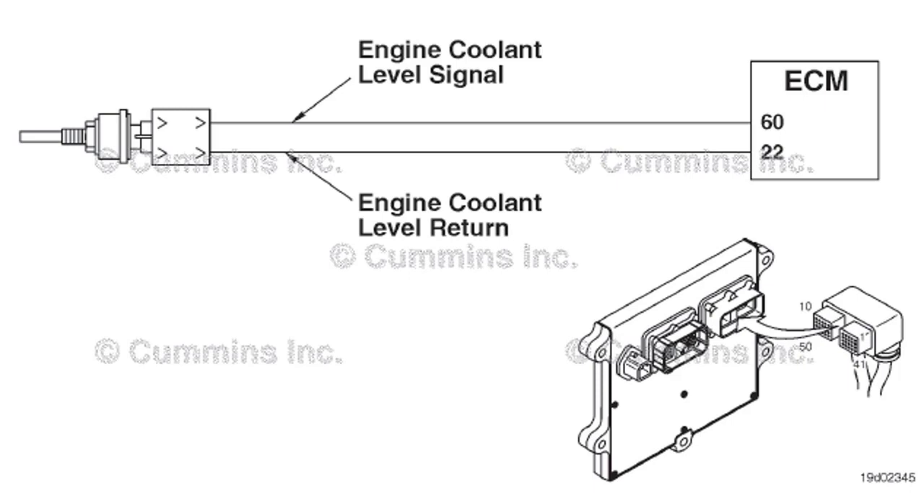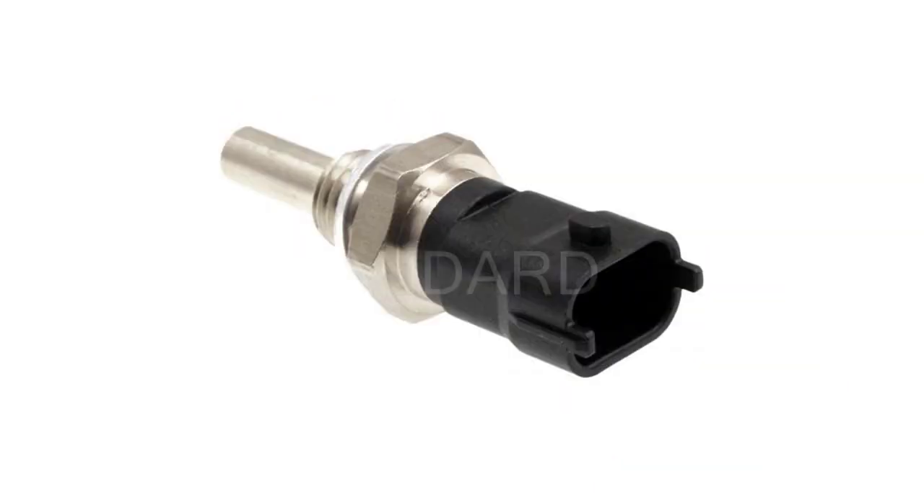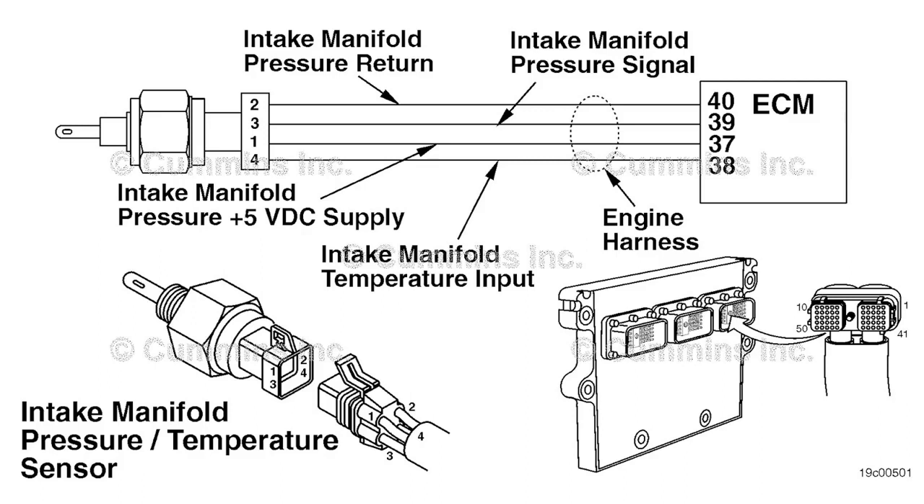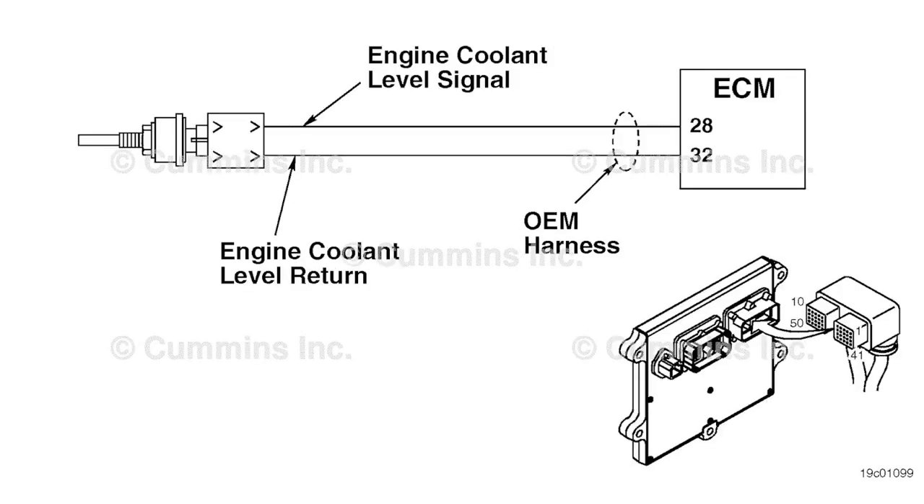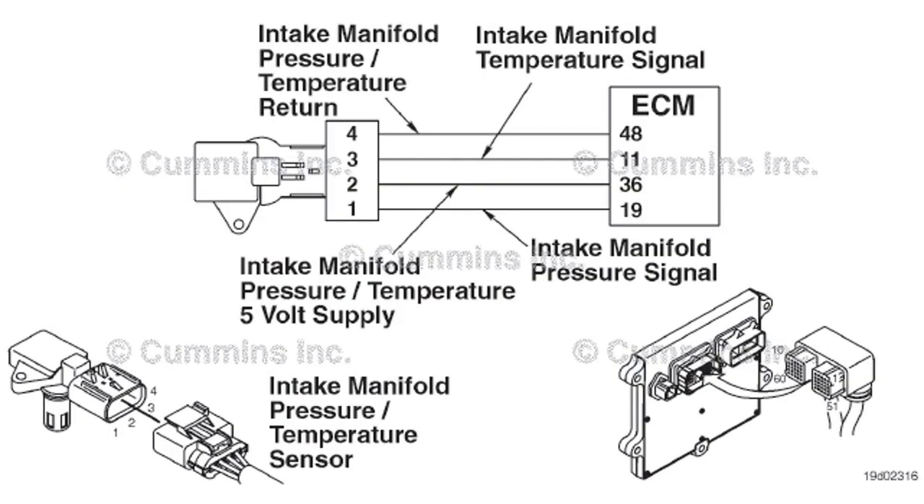Troubleshooting. How to fix: SPN 1180 and FMI 0 are diagnostic trouble codes that indicate a fault in the engine coolant temperature sensor circuit. This fault code is commonly found in heavy-duty diesel engines, such as those used in commercial trucks and buses. The engine coolant temperature sensor is responsible for measuring the temperature of the engine coolant and sending this information to the engine control module, ECM.